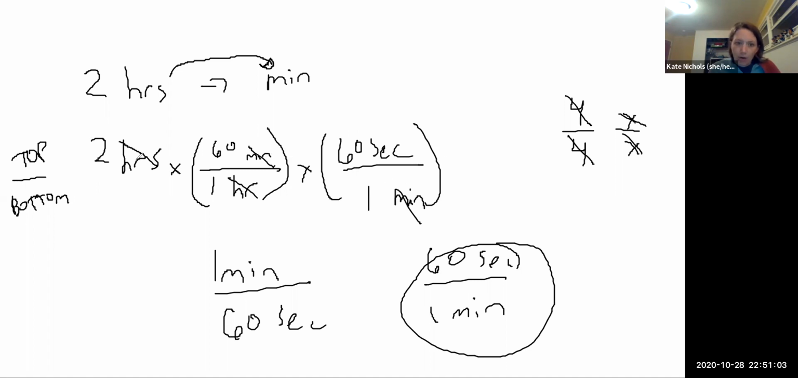So you can see now we've canceled out every unit that we have except for the seconds. And that was the goal, to figure out what our answer was in seconds. So that's what's left, and I know that I've accomplished my goal as far as the units go. Now it's just a question of actually plugging this into the calculator.